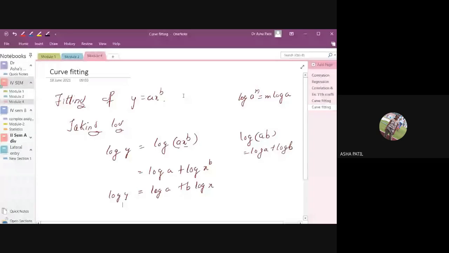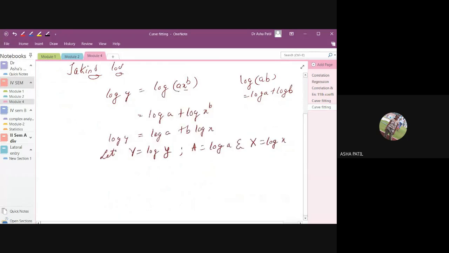We'll try to write it as a linear equation. For that, let capital Y is equal to log of small y, capital A is equal to log of small a, and capital X is equal to log of small x. Now, what does this equation become after substituting these capital letters? Y is equal to log a, which is capital A, b is constant, log x is capital X. So we have Y is equal to A plus bX.